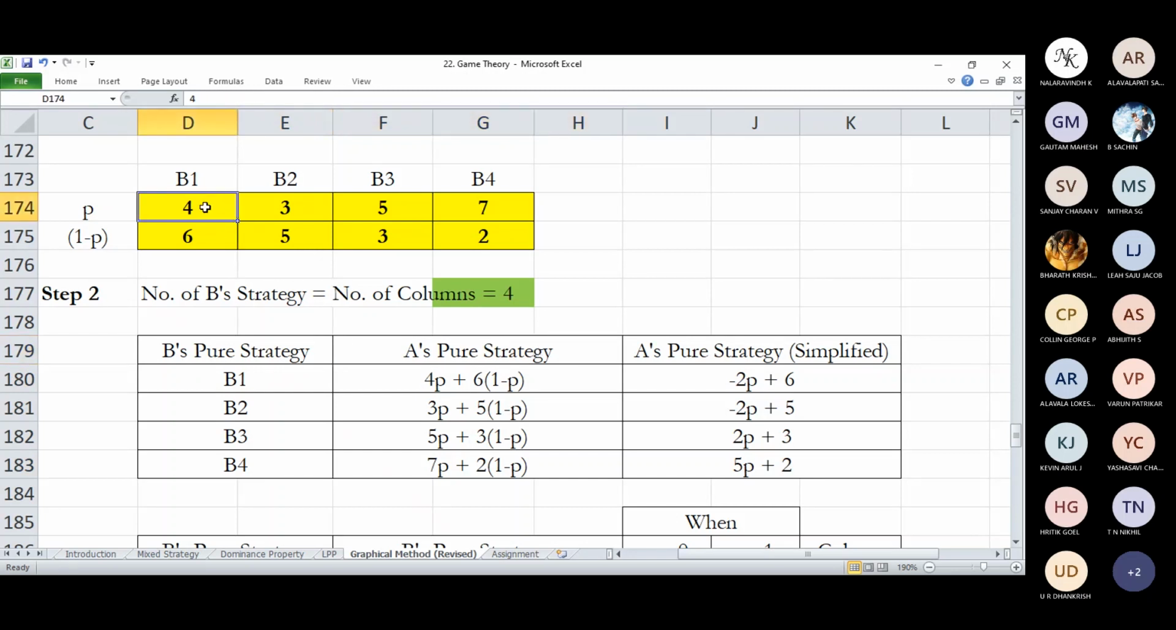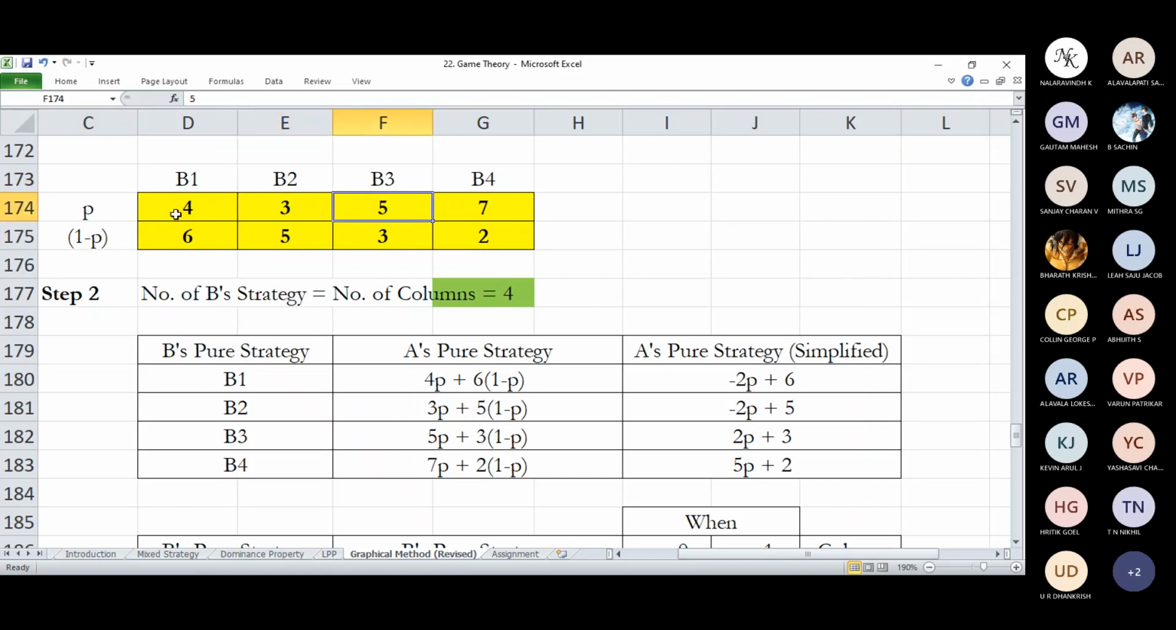So how do we find this? For B1 it is 4P plus 6 into 1 minus P. Then for B2 it is 3P plus 5 into 1 minus P.